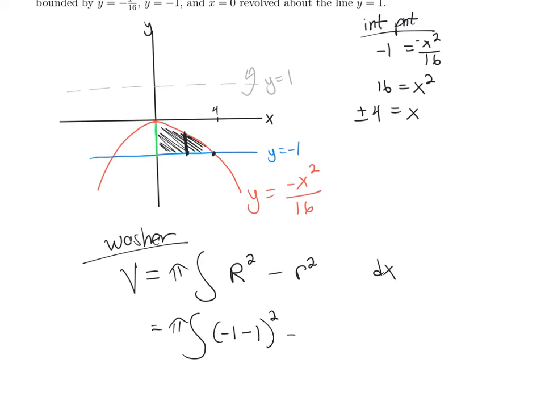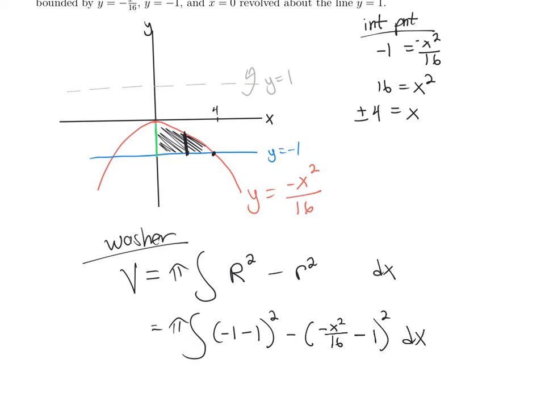Minus. Now let's do the same thing with the inside radius. It looks like the red function here is the inside radius. So again, your radius is always going to be the distance from the function to whatever it is I'm revolving about. So that distance is going to be my function, which is negative x squared over 16, minus whatever it is I'm revolving it about. So that's my big radius squared minus my little radius squared.